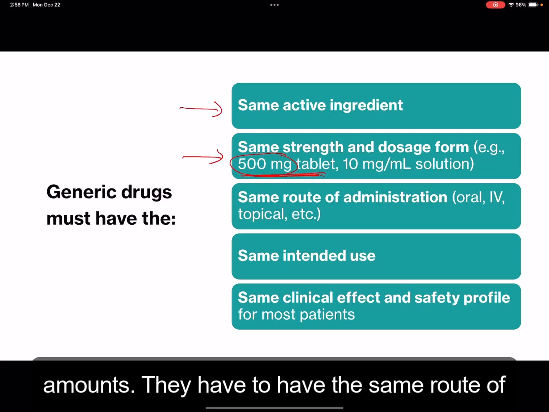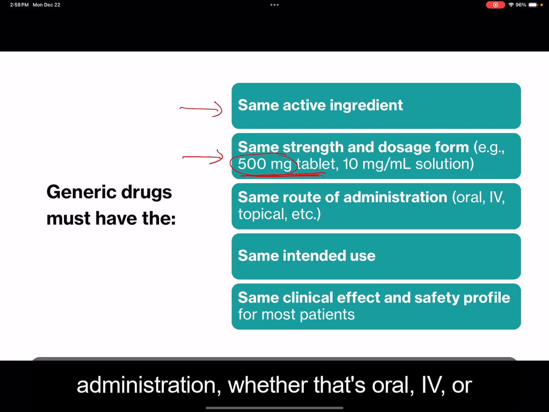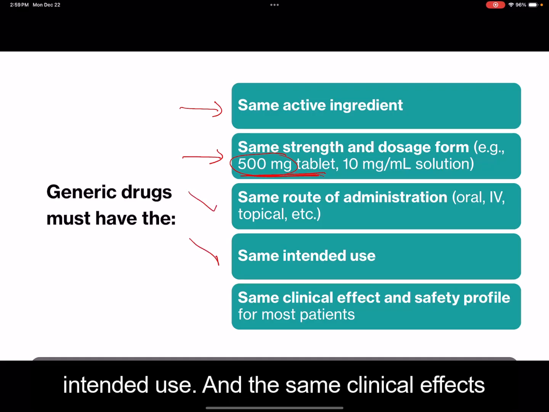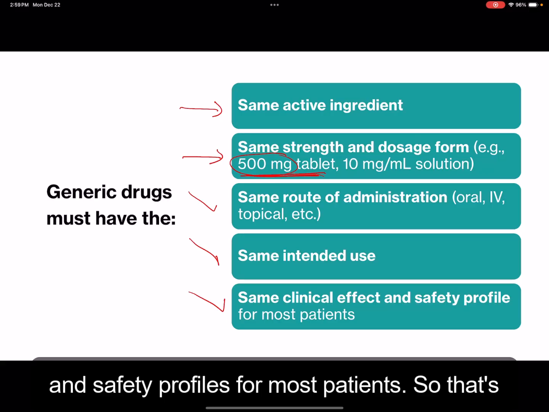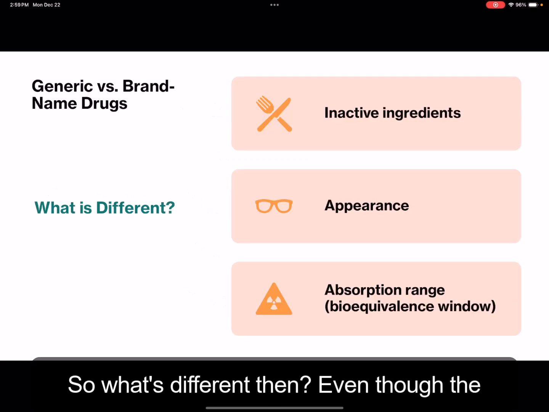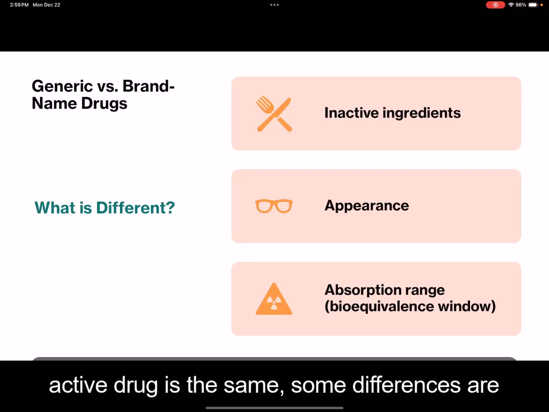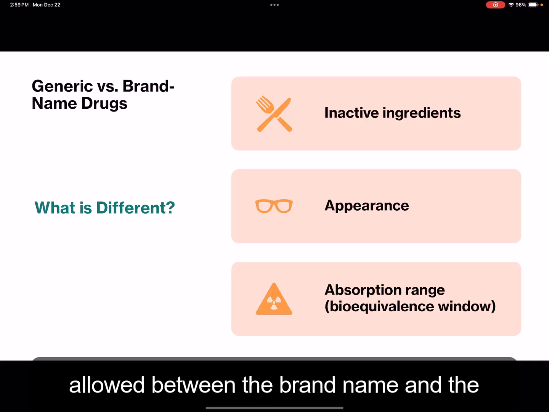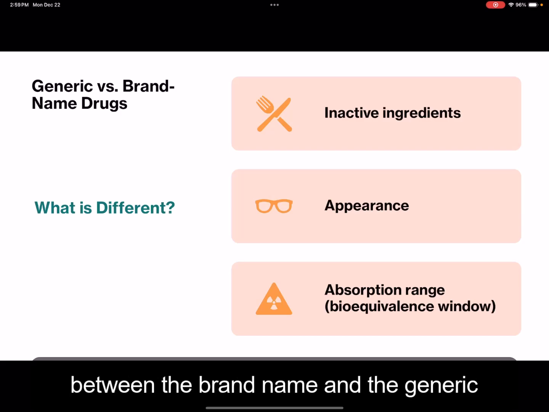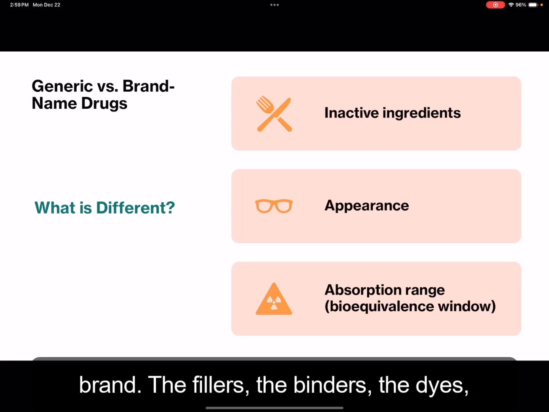They have to have the same route of administration, whether that's oral, IV, or topical. They have to also have the same intended use and the same clinical effects and safety profiles for most patients. So that's an important caveat there. So what's different then? Even though the active drug is the same, some differences are allowed between the brand name and the generics. So inactive ingredients can differ between the brand name and the generic brand.